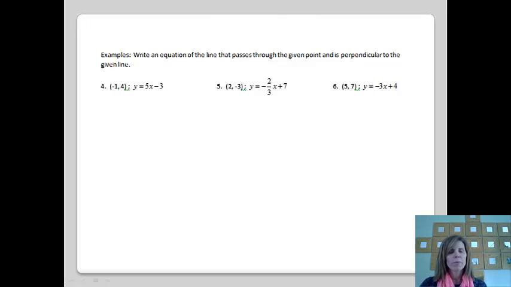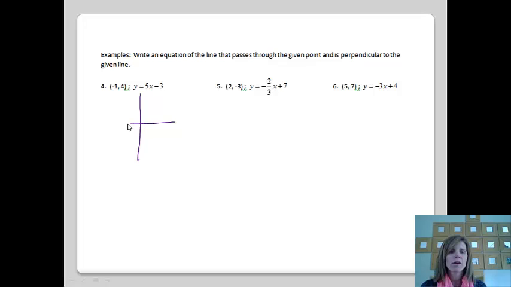Okay, now that we have looked at the slopes of perpendicular lines, we're ready to write some equations. So these examples say to write an equation of the line that passes through the point and is perpendicular to the given line. So again, just like I did in the parallel video, I am going to draw a picture for number 4. You do not need to draw this picture, I just need you to watch what I'm drawing.